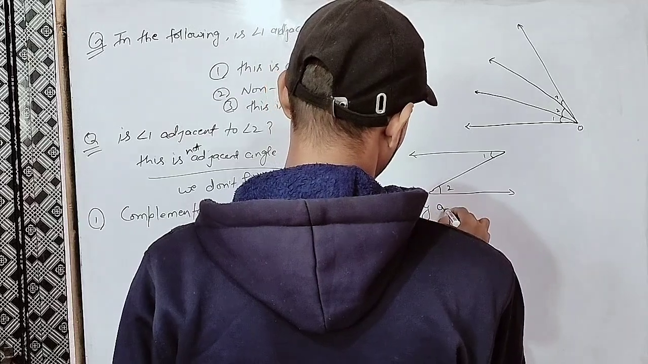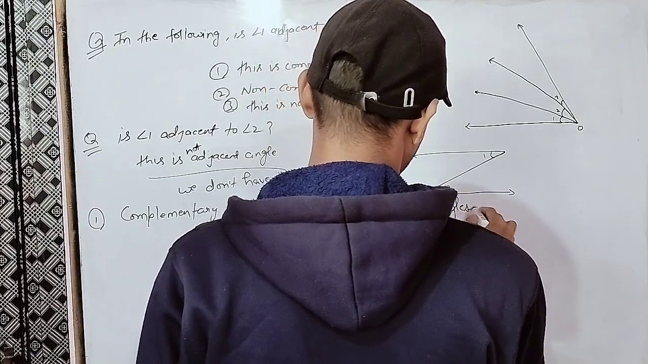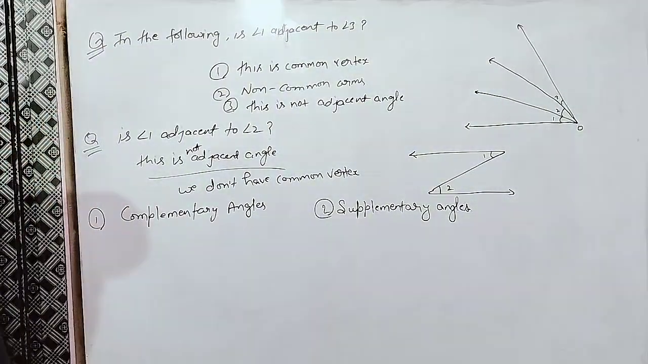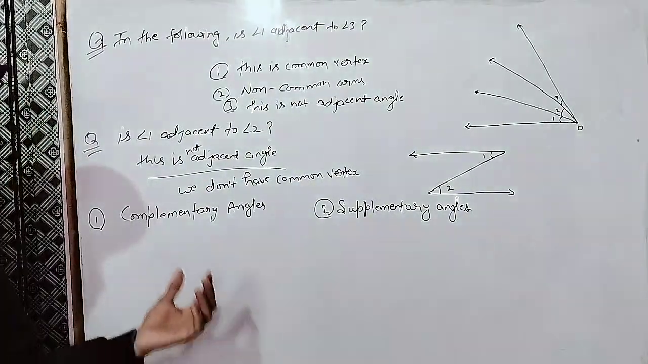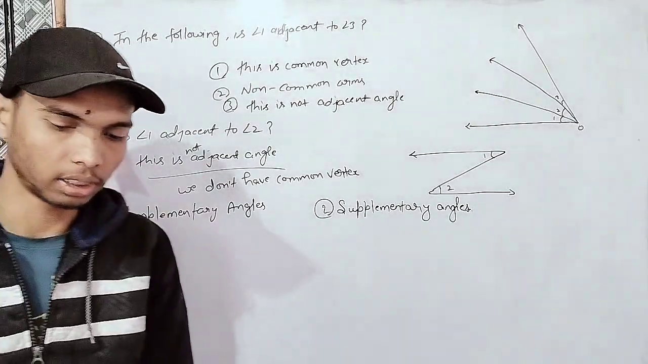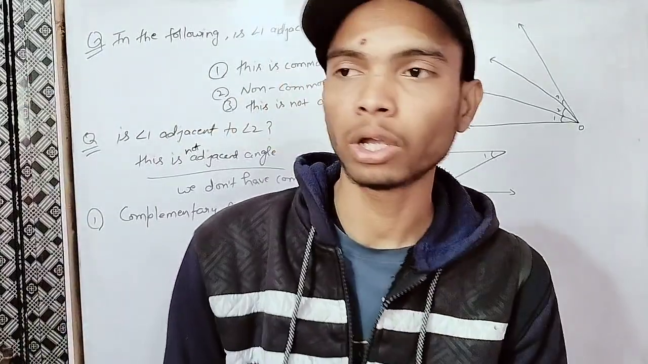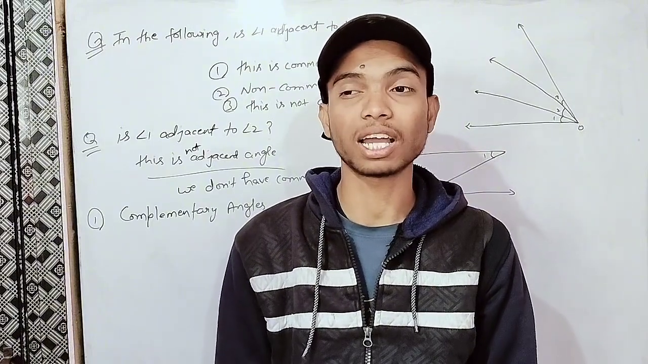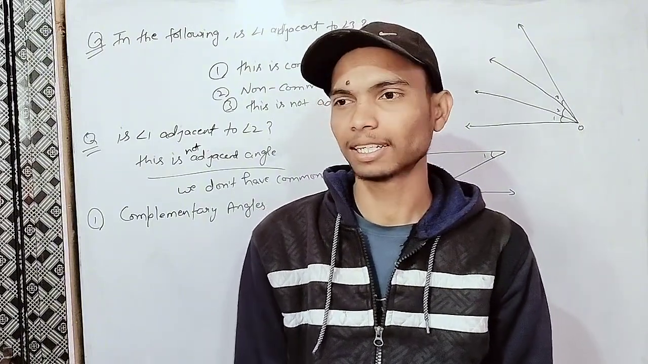Supplementary angles. There are some angles that we are going to understand. This is complementary angle and second is supplementary angle. Now we need to identify which angle would be supplementary and which angle would be complementary.